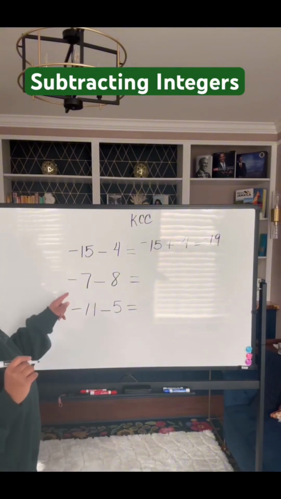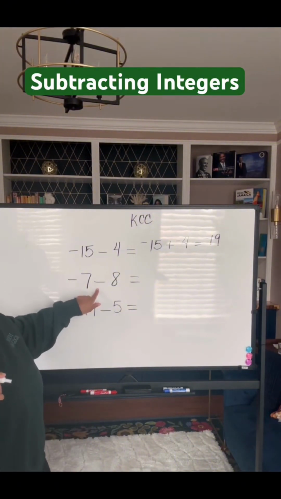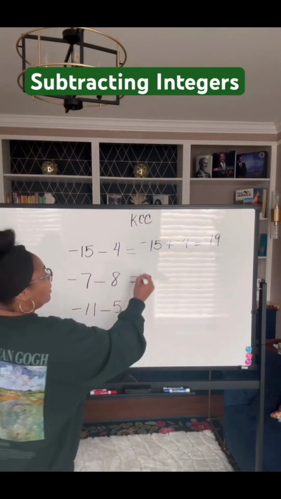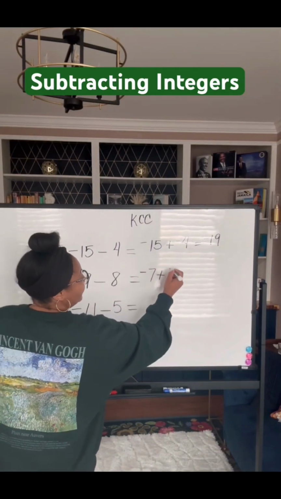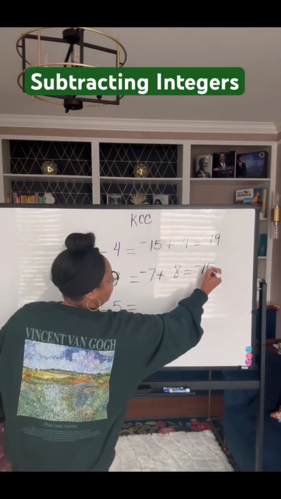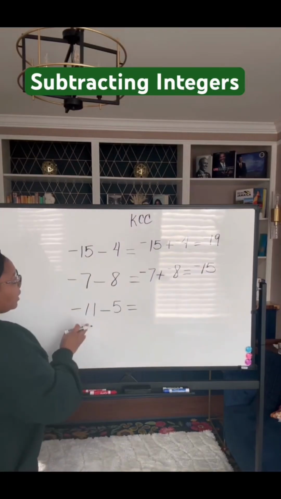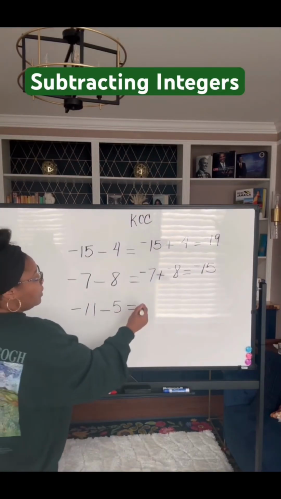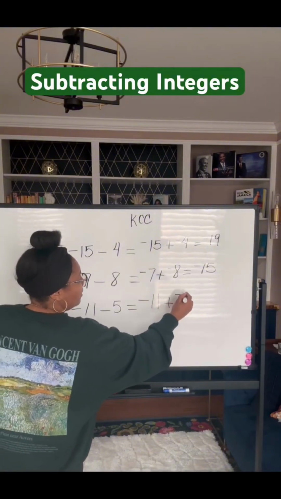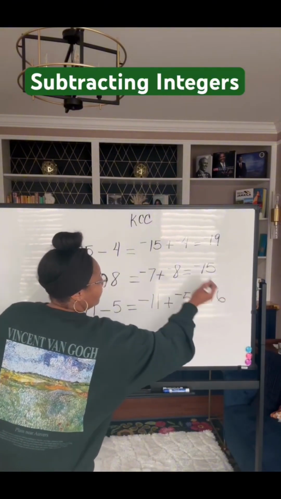Okay. Same thing here. We want to keep the sign of the first, change that operation, change the sign of the next number there, and we're going to get negative 7 plus negative 8, which is going to get us a negative 15. Okay? Let's do this last one here. We got negative 11 minus 5. Negative 11 stays the same, plus negative 5, which is going to get us negative 16.